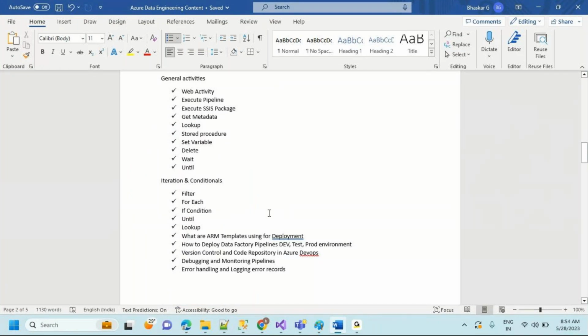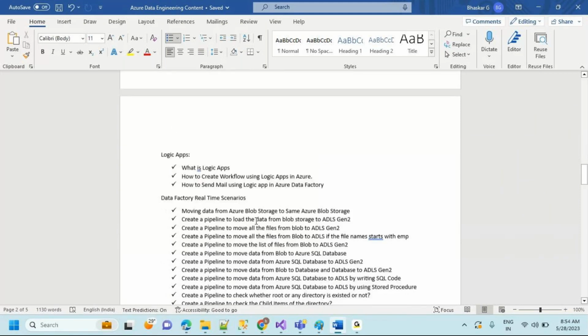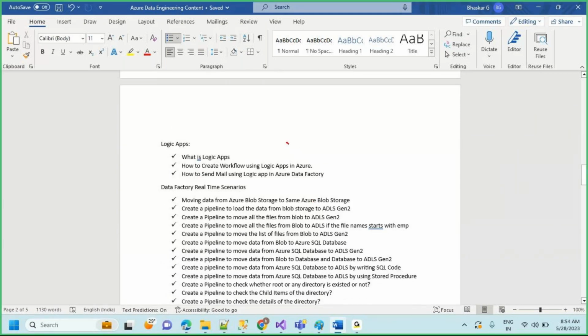So apart from this, we are going to touch Logic Apps also, because to send alert mails right after completion of your work from Azure Data Factory, we need to use Logic Apps. So I'll take you through how we can set up to send alerts.